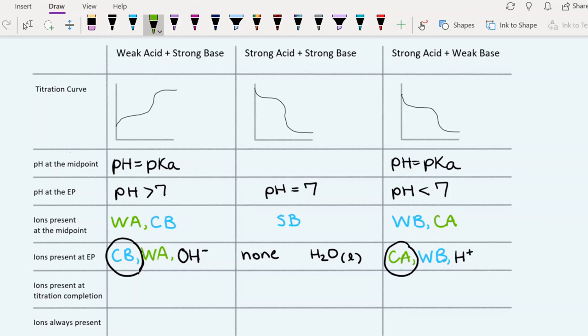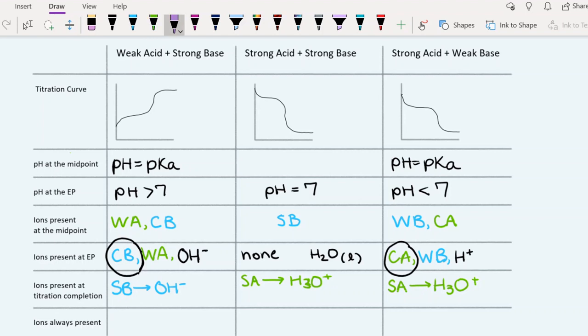Now, at the end of the titration, when the titration has gone to completion, we only have the titrant left. For this strong acid, strong base titration, the strong base has been completely used up and only strong acid remains. The strong acid will dissociate to produce the hydrogen or hydronium ion. For the weak acid and strong base, only the strong base remains, dissociating to form the hydroxide ion. For the strong acid, weak base titration, we're left with the strong acid, which again dissociates to form the hydrogen or hydronium ion.